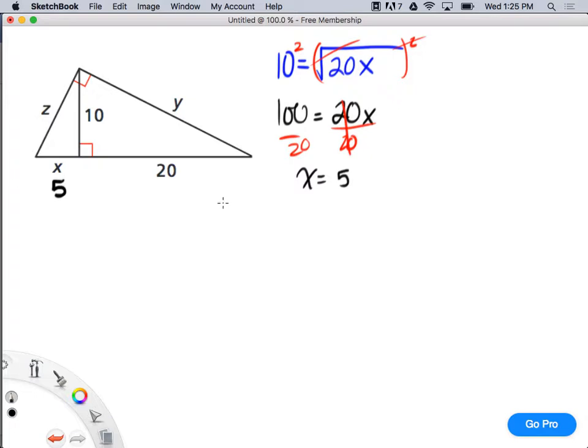Now once I have that, the rest are the same, right? So go ahead and find y and z now that I found x. Go ahead. This is good practice. Go ahead and find y and z now that we found x.